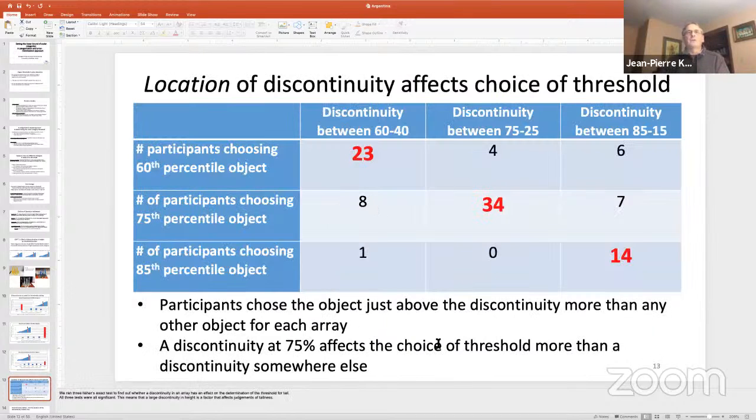So here it is in table form, the number of participants who chose the discontinuity object: 23 out of 48, 34 out of 48, and 14 out of 48.